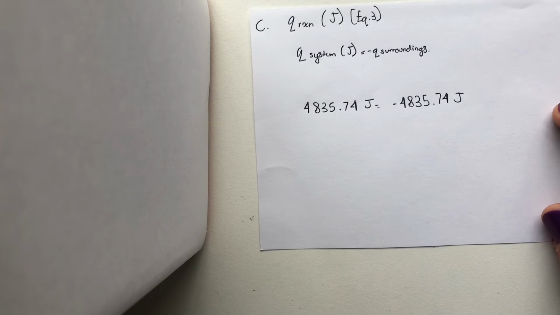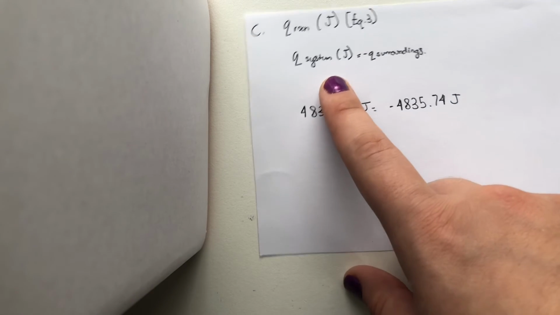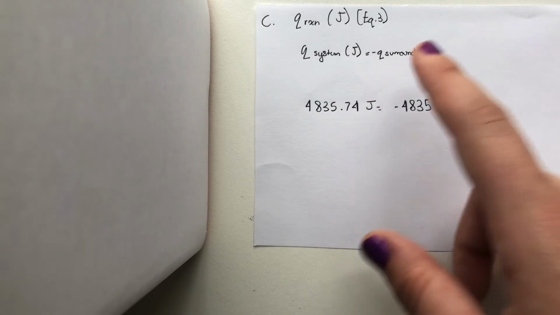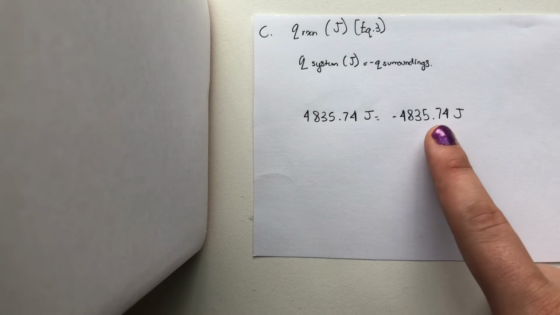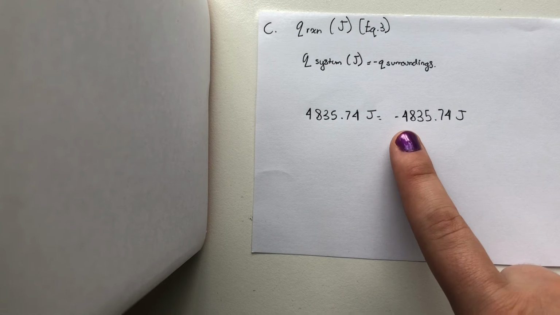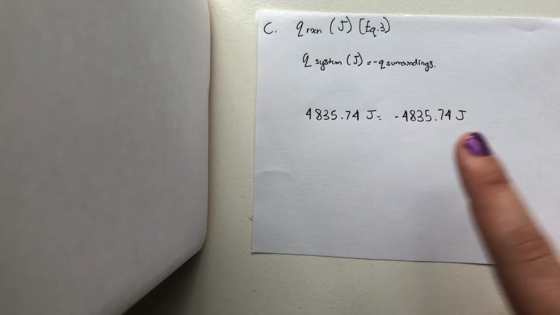Now that number will be taken to be used in Part C, which is the Q. We're trying to find the QRxN in joules. So that just means Q system is equal to the negative Q surroundings. So that just means we're going to take this value and we're going to convert it to negative. So now we have negative 4,835.74.